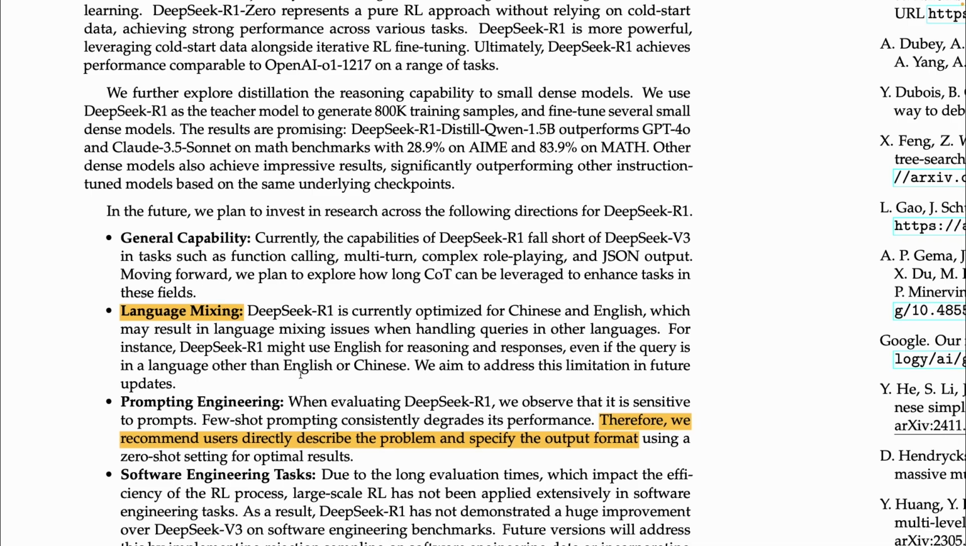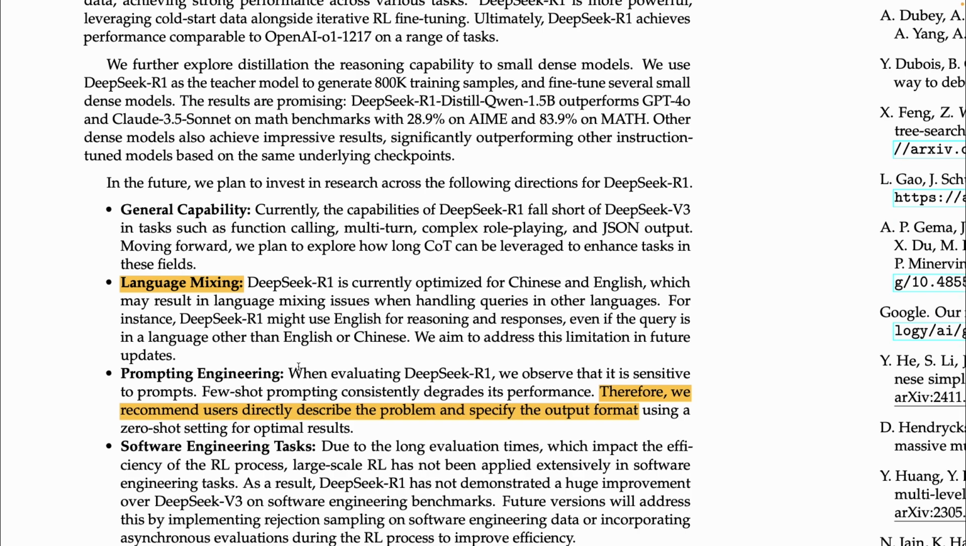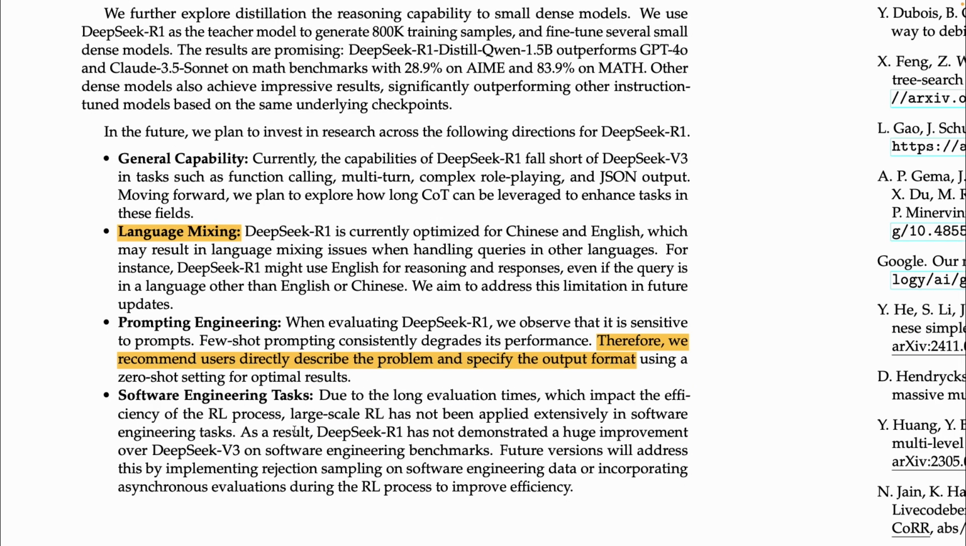And also they mentioned that currently R1 is not really good at language mixing, which means it's not really optimized for Chinese and English and other languages, and can mix up when formulating an answer. They also talked about how software engineering tasks are not really well done by this model, so you're probably better off using another model like Deepseek V3 or other open source models.